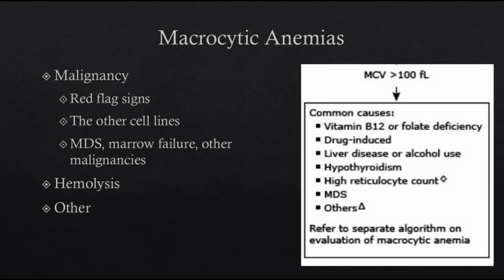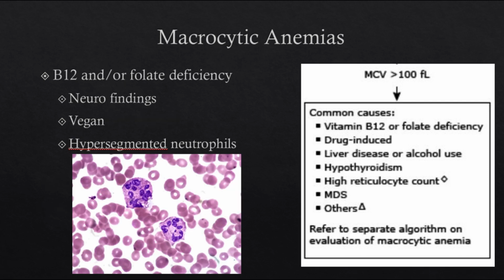So you'll see the most common cause of a macrocytic anemia, which is listed here, is a B12 or folate deficiency. And this is really what comes up and what is tested most commonly on USMLE, both Step 1 and 2, and the COMLEXs, of course.